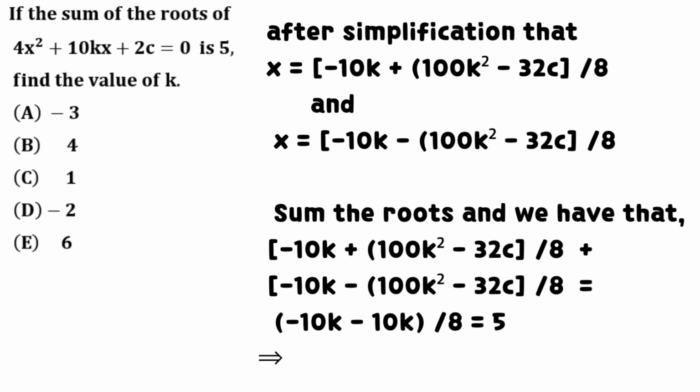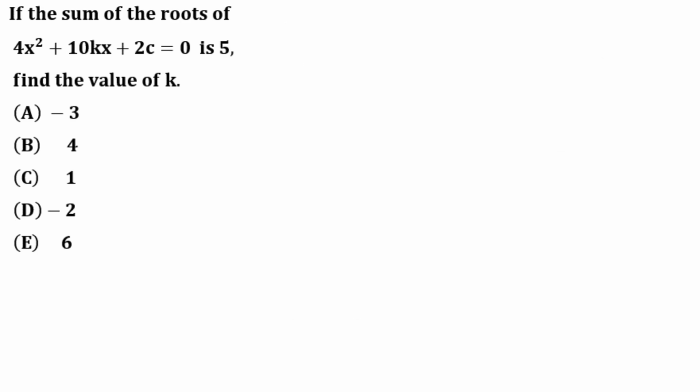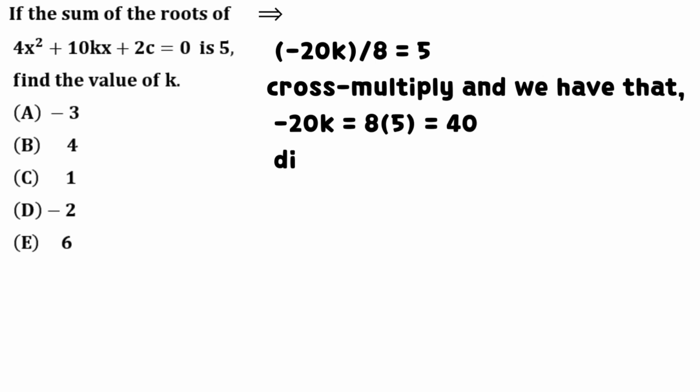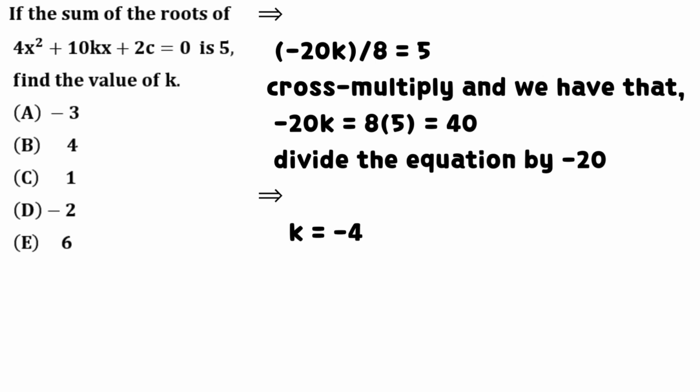Sum the roots and we have that the result is equal to negative 10 times k minus 10 times k, all divided by 8, which equals 5. It means that negative 20 times k divided by 8 equals 5. Cross multiply and we have that negative 20 times k equals 8 times 5, which equals 40.